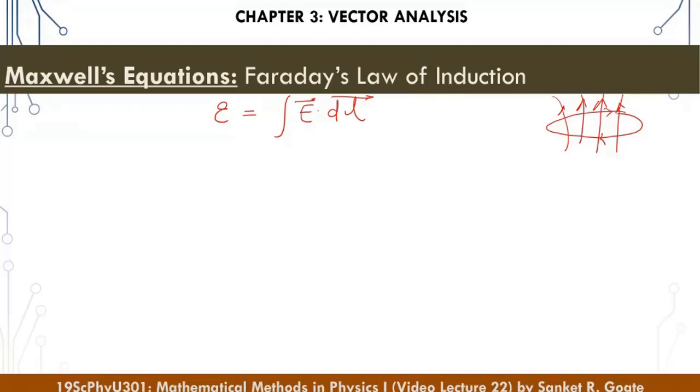And this E is now not the electrostatic field. It is an electric field, but it is an electrodynamic field which is produced due to the changing magnetic field. And the difference between the electrostatic field that we consider for Gauss's law and this electric field is that this electric field which is induced here is non-conservative.